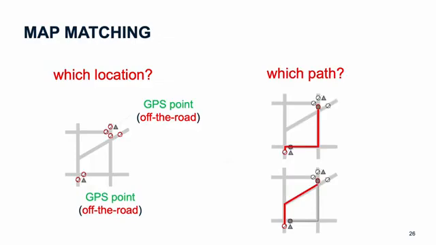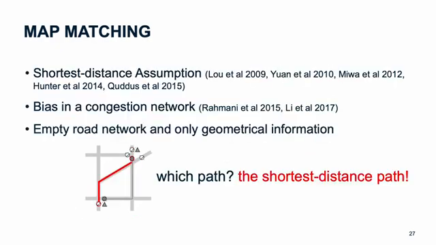And what we need to determine is, given two GPS points, what is the path traveled by the car? Is it the upper or the lower in this simplified example here? Most of the existing map matching algorithms make the simple assumption of using the shortest distance. This is a problem because it introduces biases in a congested network. And it's also basically assuming that we have an empty road network and only geometric information is required.